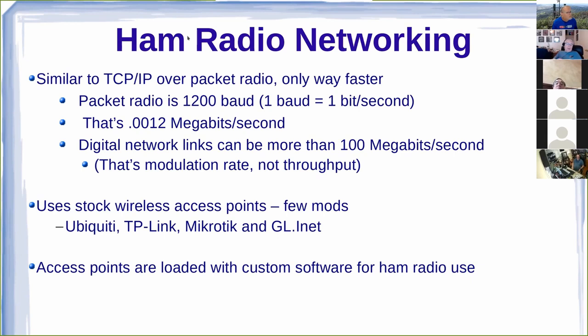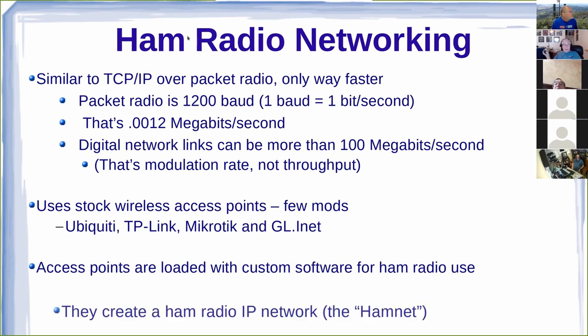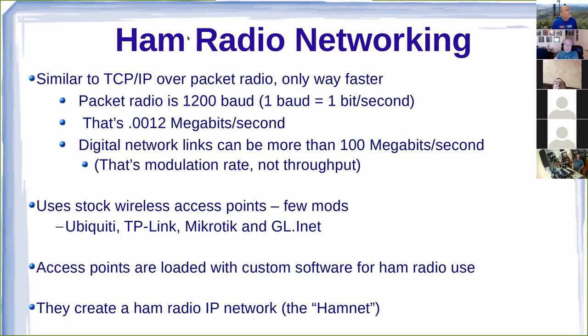You take this stock access point and you load the AREDN software on it, and poof, it's a ham radio. And we'll talk about what it does to change them. But in the end, it creates a ham radio IP network, the hamnet. I try not to call it mesh networking, although you'll hear me say that occasionally, because of all the things it does for us, the mesh capabilities, turns out that's the one it does the most poorly. There's some significant issues with it, but we'll talk about that.